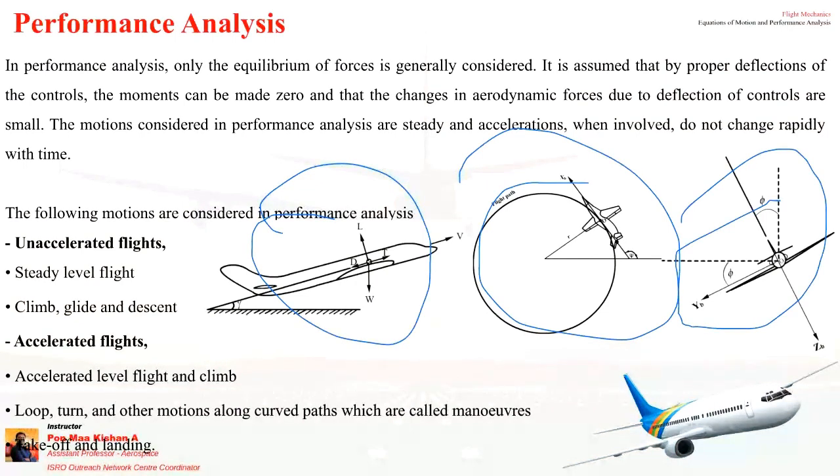In unaccelerated flight, we will be studying the cruising condition as well as climb, glide, and descent. What is glide? Glide means without engine, gliding without engine power, so we will be studying gliding also. And in accelerated flight, we have accelerated level flight and climb, that is when the aircraft is changing its acceleration during the cruise and during the climb also. Loop, turn, and other types of motions we will be studying. And there is another point which is hidden over here: takeoff and landing. I have explained that earlier also.